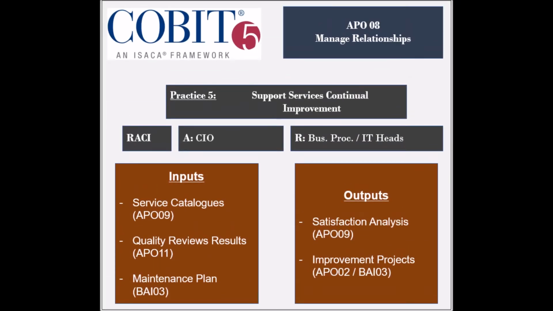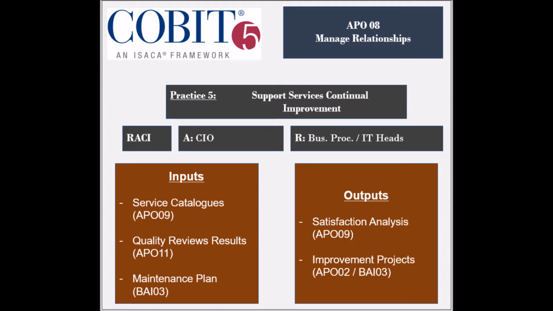The fifth and last practice is to support the service continual improvement. The entities that are responsible for this practice include the business process owners, the IT head of development, and the IT service manager. The entity that is held accountable is the Chief Information Officer. The practice receives several inputs that include the service catalogs from the APO09 process, the quality review results from the APO11 process, and the maintenance plan from the BAI3 process.